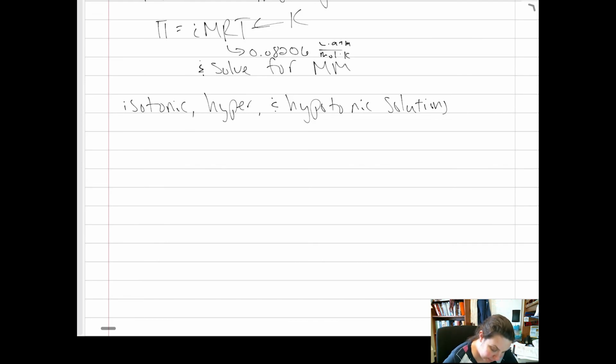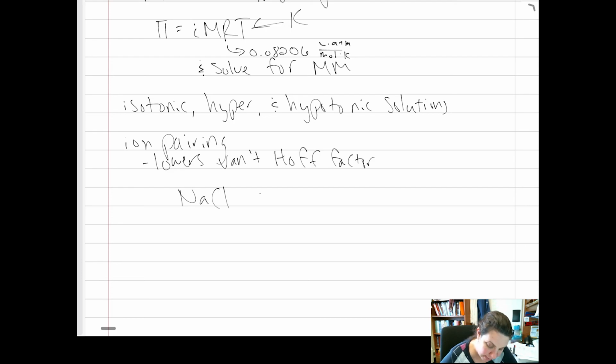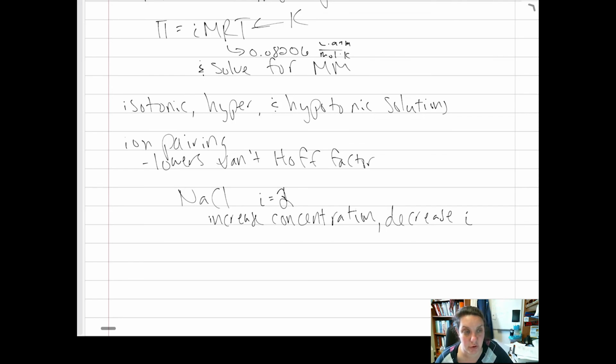Understand what ion pairing is. So when ions kind of join together, lowering our Van Hoff factor. So something like sodium chloride, an ideal Van Hoff factor for this would be 2. But as we increase concentration, we decrease that value. Okay, and that always occurs.